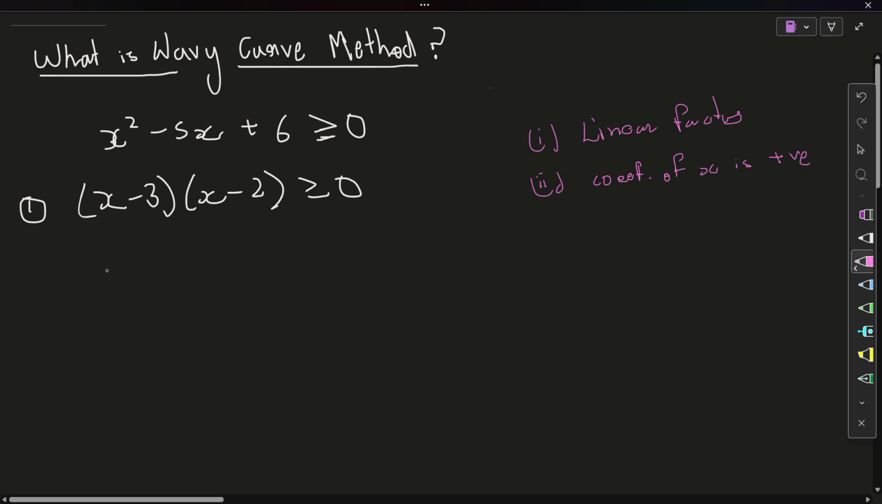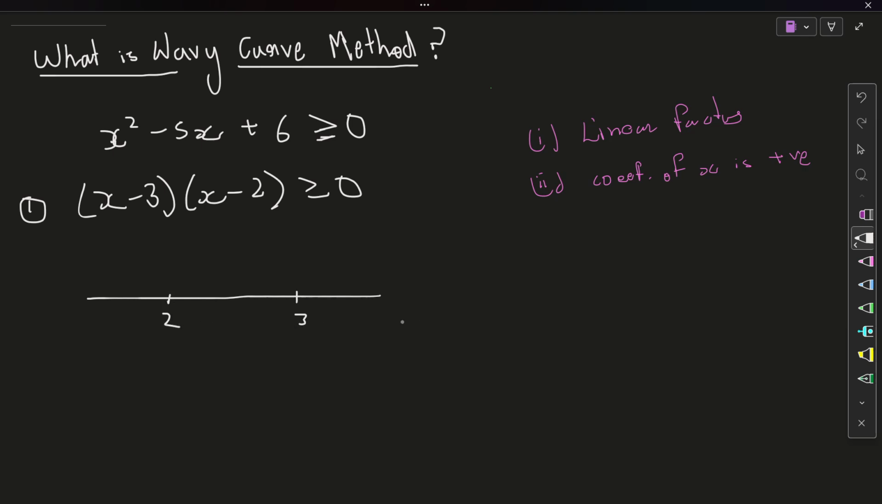Then what we do is we just plot these numbers on the number line, like the roots of these linear factors, which for this are 3 and 2. So on the number line, 2 is going to be somewhere here and 3 somewhere here. Then we start writing plus, minus, plus from the right-hand side. So plus, minus and plus.